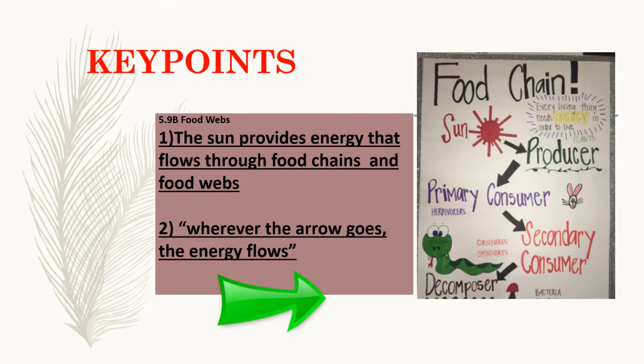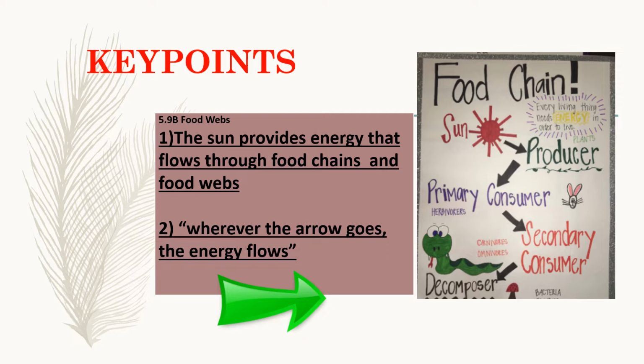This week, our project will be about food chains and food webs. Let's review our key points. Number 1, the sun provides energy that flows through food chains and food webs. Number 2, wherever the arrow goes, the energy flows. And here we have an example of a food chain.